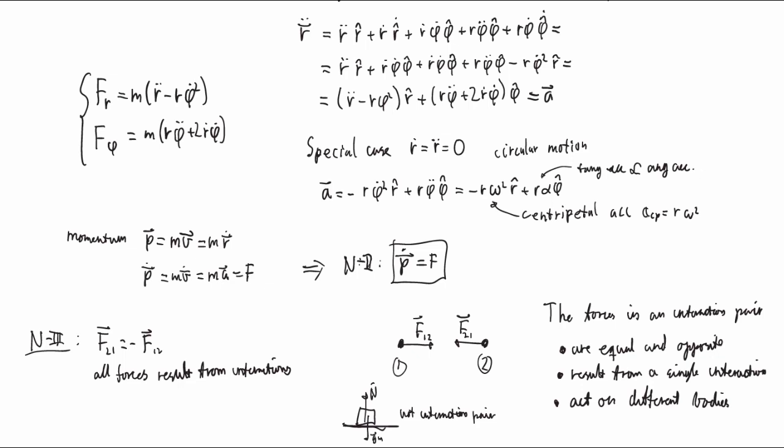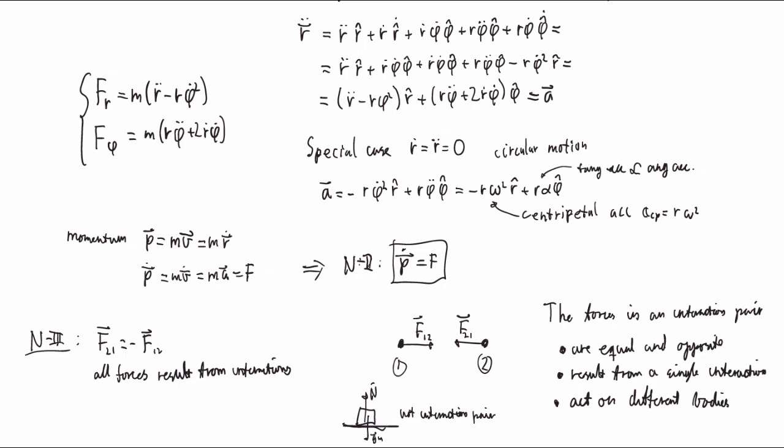Another way to recognize interaction pairs, like these two, is to see what happens if you take away one of the forces. If you take away one of the forces, then the other one should go away too. And so if you turn off the interaction between these two, then both of the forces will go away. Here, if you take away the table, the normal force goes away, but the gravity does not. So this is not an interaction pair.